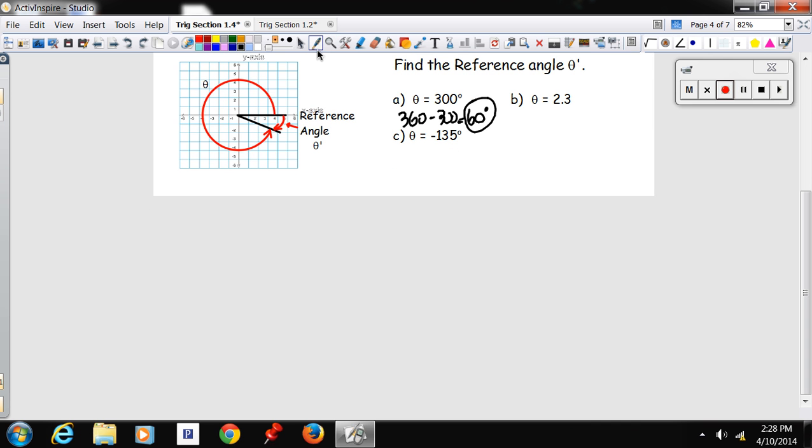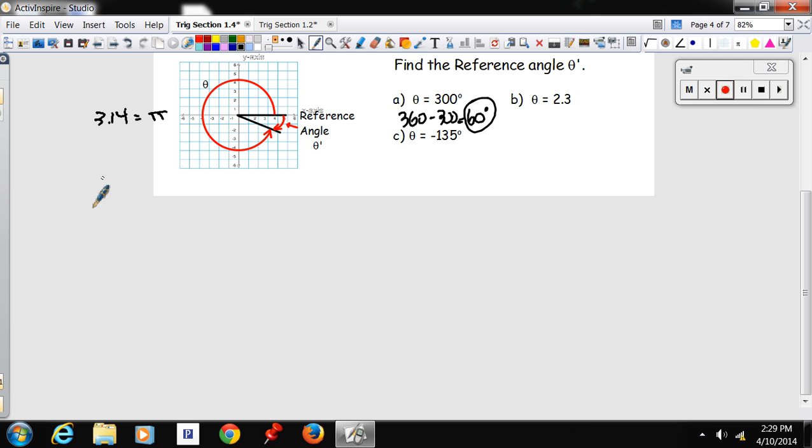So what do you think the reference angle for 2.3 is? Reference angle for 2.3. Wait, what is it in? It doesn't say degrees, does it? What's the only other option? Radians. So if it doesn't say anything, it's in radians. So 2.3 radians. Do I want to go to this side of my circle or this side of my circle? Where would 2.3 radians be? The first part here? Because what's half a circle? Isn't that pi? Yeah. And how much is pi?